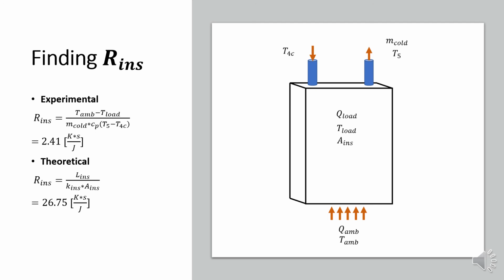As you can see, the theoretical value differs from the experimental value by about a factor of 10. This could be explained through air gaps between the insulation and the block, or it could be explained through the fact that the insulation does not have a constant thermal conductivity value throughout.